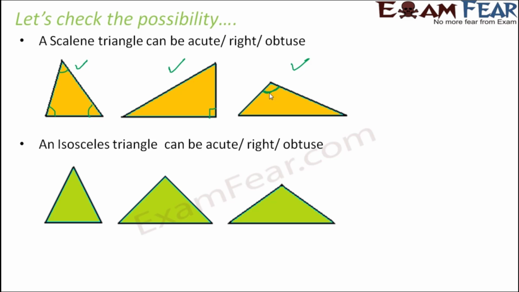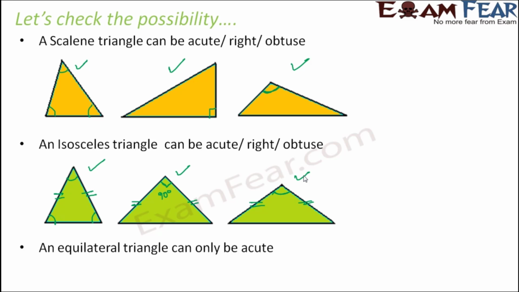That means you can have an isosceles triangle which is acute. That means all the three angles are less than 90 degrees and two sides are equal. So this is an acute isosceles triangle. It could also be possible that one angle is 90 degrees and two sides are equal in length. So this is an isosceles triangle which is right angled. It is also possible that one angle is greater than 90 degrees, that is, one angle is obtuse and two sides are equal. So this is an obtuse-angled isosceles triangle. So in the case of an isosceles triangle also, all the three possibilities are possible.